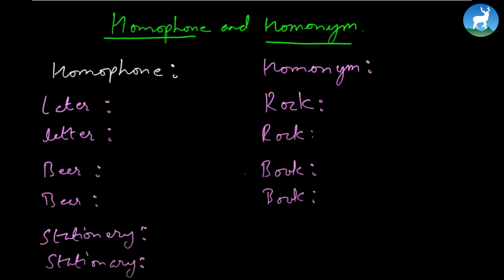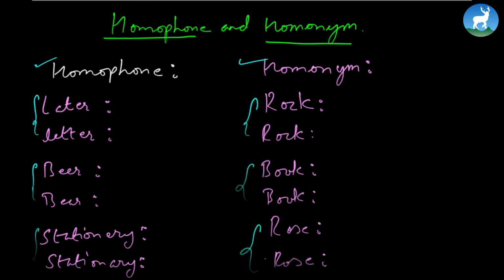Now in both the cases, if I go here like rose. Look at here. In both these examples, one thing in common is that we pronounce both the homophone and the homonym the same, all right? And these are in pairs. Don't forget that, okay? Beer, stationery, rock. So there are 3 examples basically: rock, book, and rose. Now we would realize that we just pronounce these words just the same, like later and letter, beer and beer, stationery.